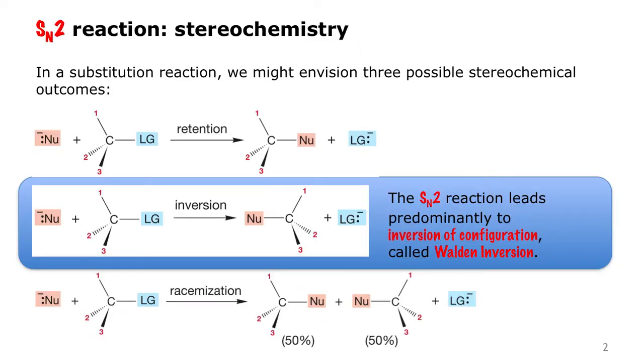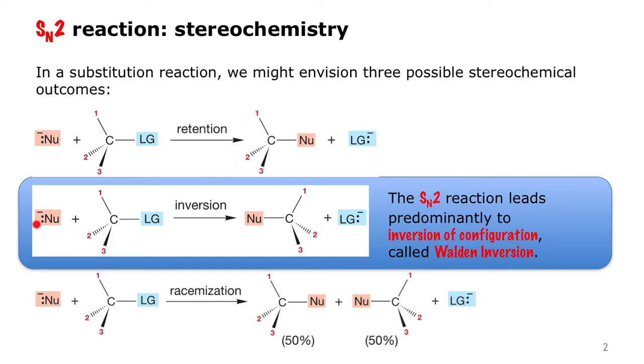You can imagine this process happening in three different ways in terms of the stereochemistry of the process. If you had a chiral substrate, the 1, 2, and 3 here represent different groups attached to the carbon, and so this is a chiral center. You can imagine the reaction occurring in such a way that the nucleophile simply replaces the leaving group, and you end up with essentially the same configuration that you started with. This is known as retention of configuration.